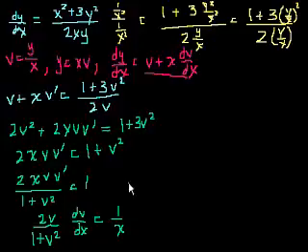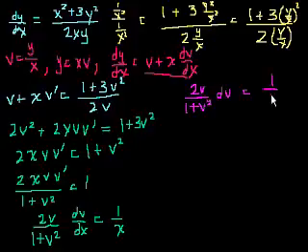So let's do that. Let's go up here. I'll switch to a different color so that you know I'm working on a different column now. So multiply both sides by dx, I get 2v over 1 plus v squared dv is equal to 1 over x dx. And now we can just integrate both sides of this equation.